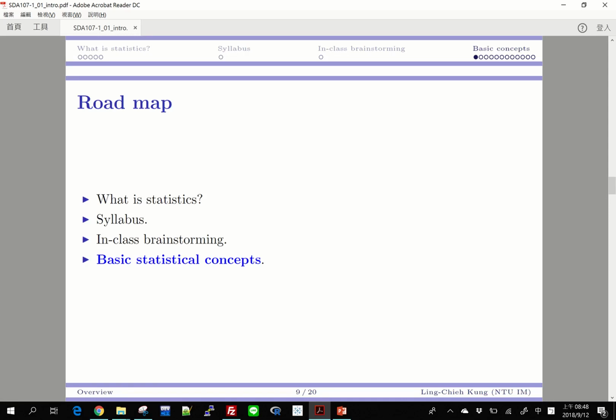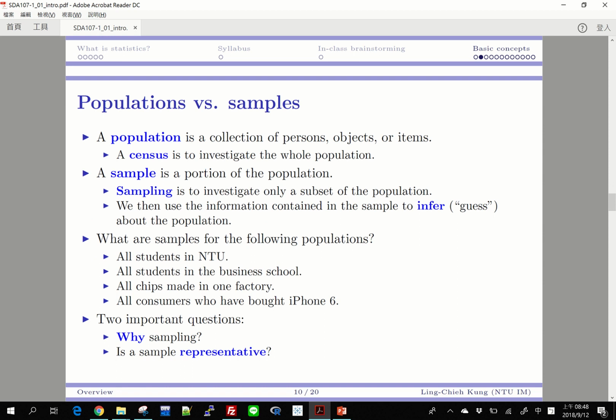Okay, so now let's talk about some basic statistical concepts. First, we need to get some ideas about the so-called population and the samples. So a population is what? A population is a collection of persons, objects, or items, or whatever things that you are going to study.